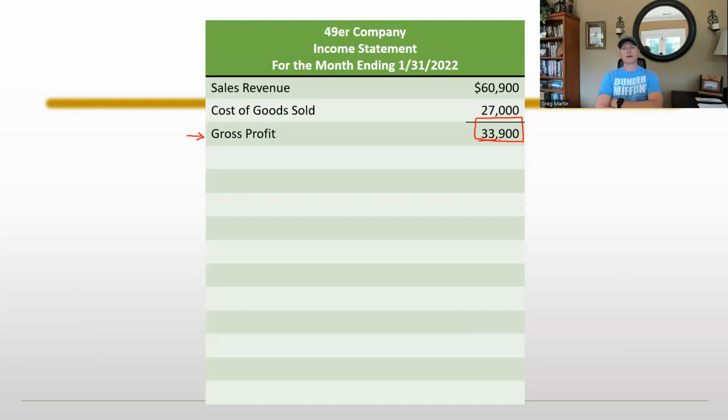And so it's an important measure for how efficiently, or what your markup is on your inventory. And it's capturing those direct costs of actually procuring the inventory and figuring out how much you're marking things up.